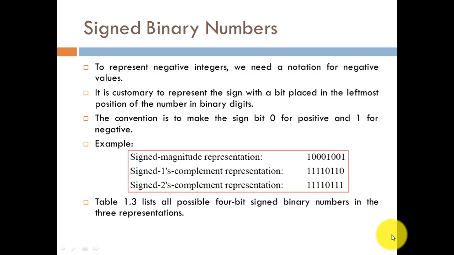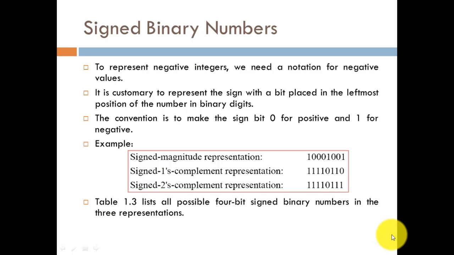So for example, the signed magnitude representation would be given as 1000101. This is just an example. Here this leftmost bit, I'm talking about this one, represents that it is a negative number, and the rest of the bits represent its magnitude. So this is the signed magnitude representation of a binary number.